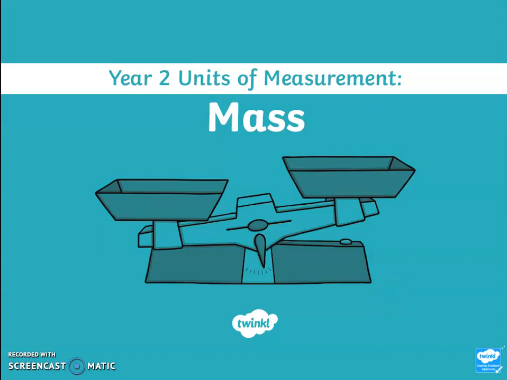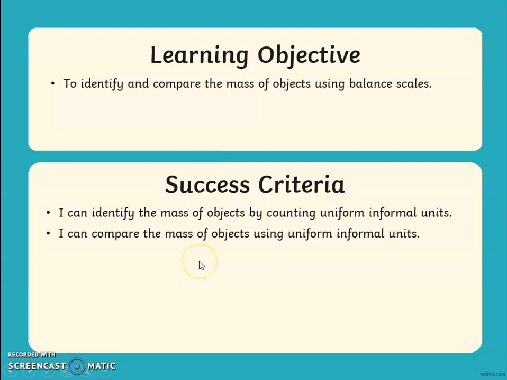Hi, grade one. Today we are looking at units of measurement and we're going to be looking at mass. So you will have looked at some of this before, so it's a good recap. Our learning objective is to identify and compare the mass of objects using balance scales. You don't need a balance scale, it's all part of the PowerPoint.